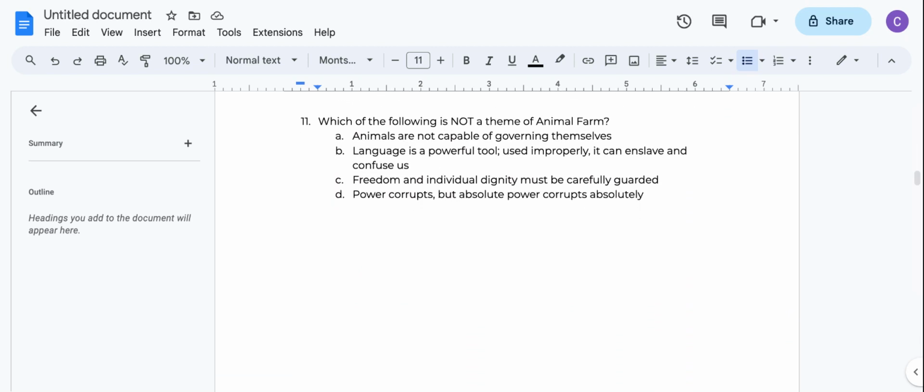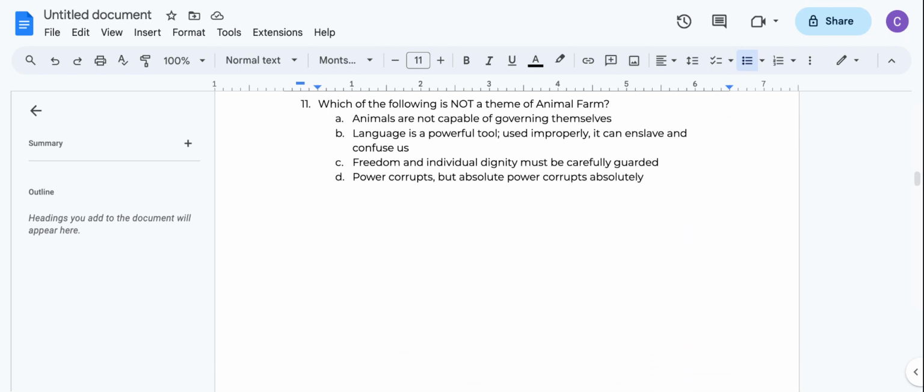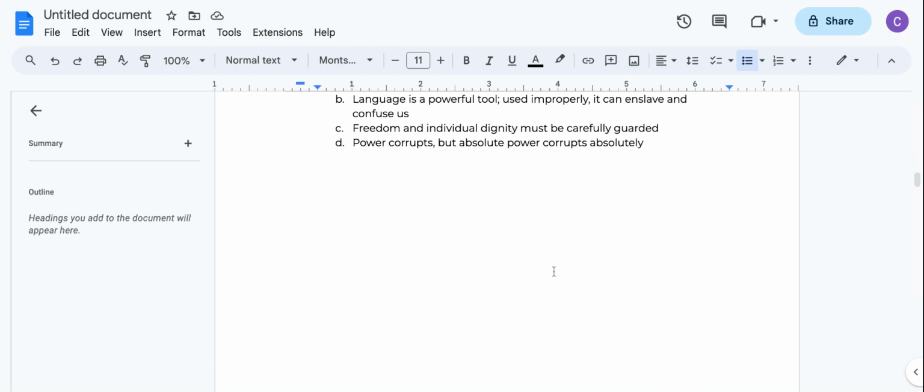11. Which of the following is not a theme of Animal Farm? A. Animals are not capable of governing themselves. B. Language is a powerful tool. Used improperly, it can enslave and confuse us. C. Freedom and individual dignity must be carefully guarded. D. Power corrupts, but absolute power corrupts absolutely.